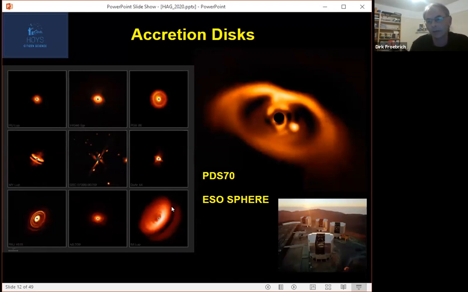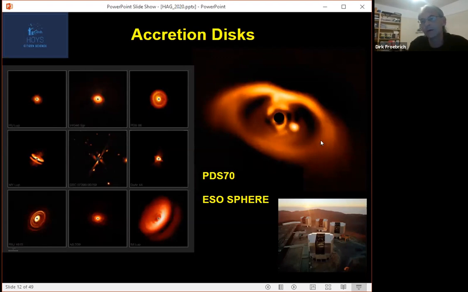Here's one example where, again, the light of the star is blocked. You got this dark ring here where the midplane of the disk is. You see some of them face on. Again, there's rings and structures. Here's another very nice example. And if you're lucky, you might actually find things like that.